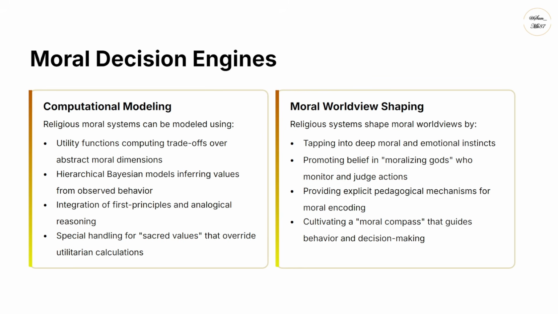Importantly, religious systems often assign special treatment to sacred values, principles that override typical cost-benefit logic, like the truth. But this is not just top-down computation. Religious systems also shape moral worldviews by engaging deep emotional and intuitive processes. Through stories, rituals, and doctrines, they promote belief in moralizing gods, entities that monitor behavior and also enforce norms, which reinforces internalizing morality even in the absence of external enforcement.